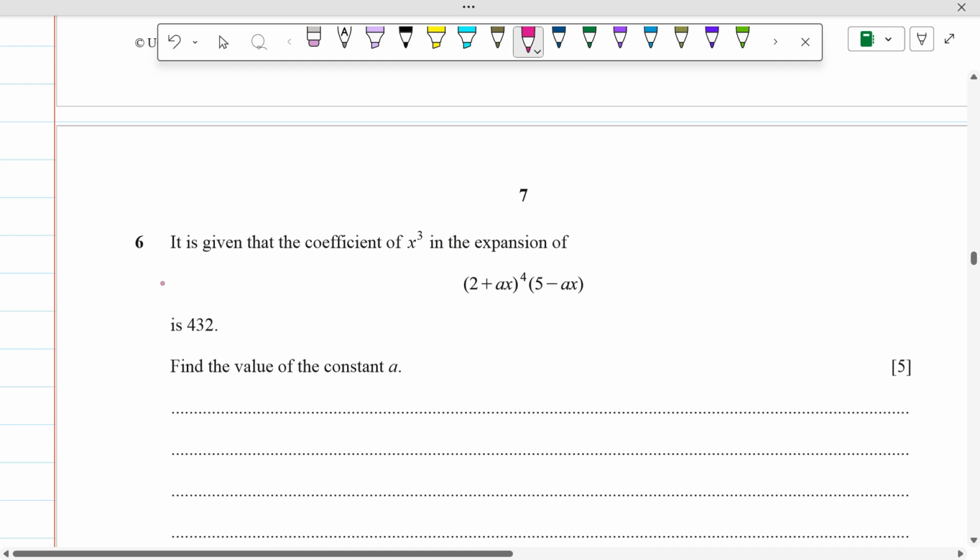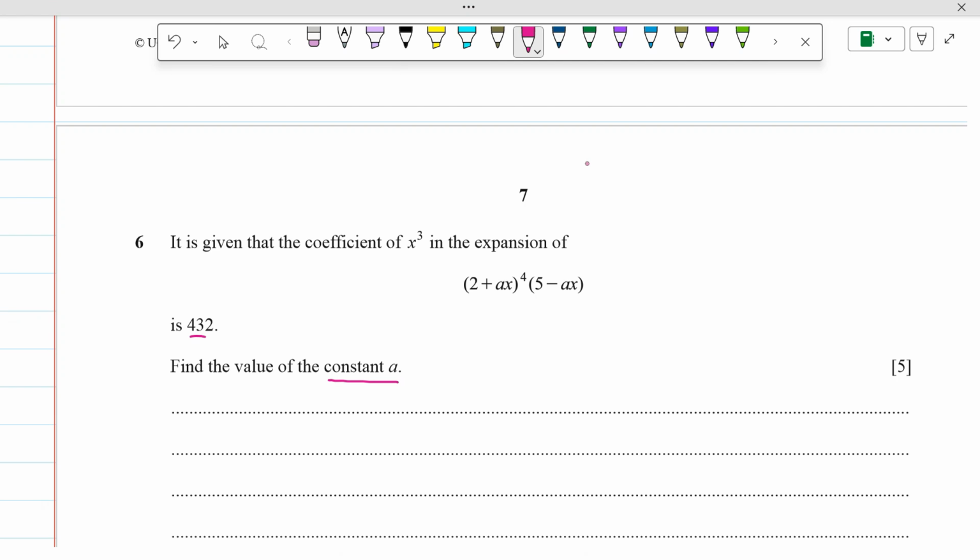Question number 6. It is given that the coefficient of x cube in the expansion of (2 + ax) whole power 4 times (5 − ax) is equal to 432. Find the value of constant a.